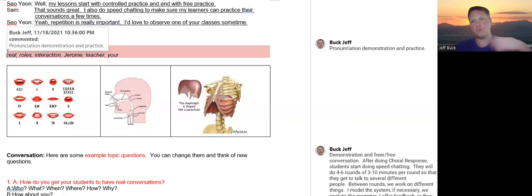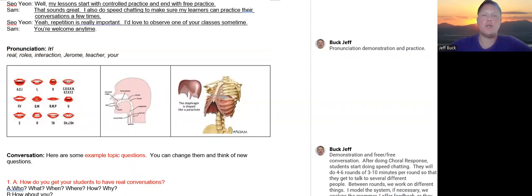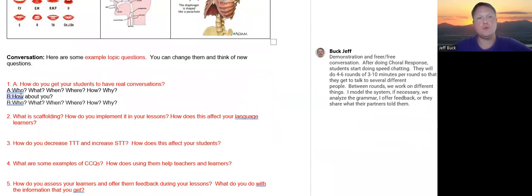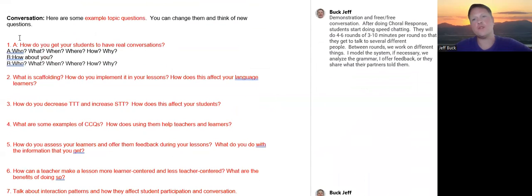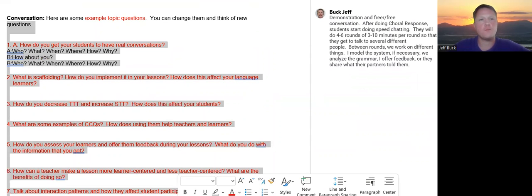So we do choral response, and we talk about where the sounds are made. I have these diagrams here that they can refer to, and we compare sounds in English language with sounds in their language. And I tell them to focus on this particular sound for the lesson. And then we move on to the main part, conversation. And these are example topic questions.